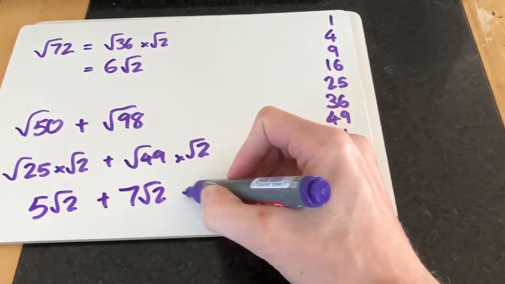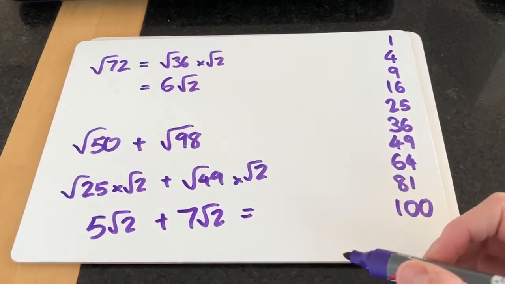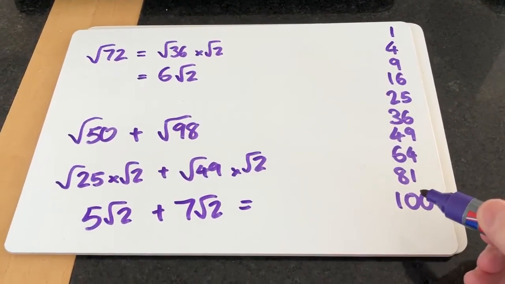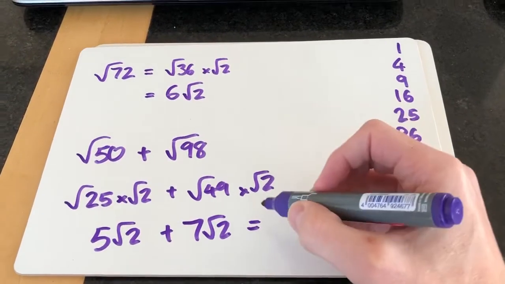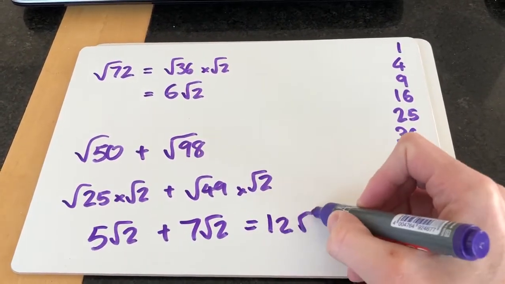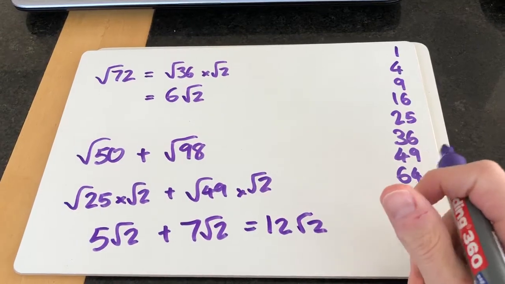So then your answer, you just add them like you would do normal algebra. So if it was 5x plus 7x, you'd say 12x. So 5 root 2 plus 7 root 2 is 12 root 2. Okay, so that's your answer there.